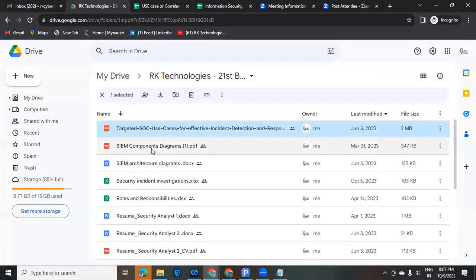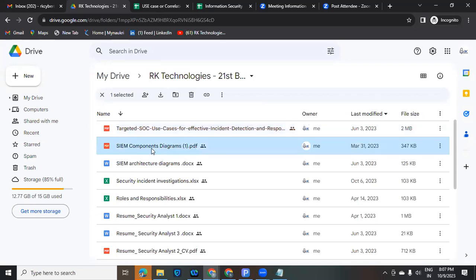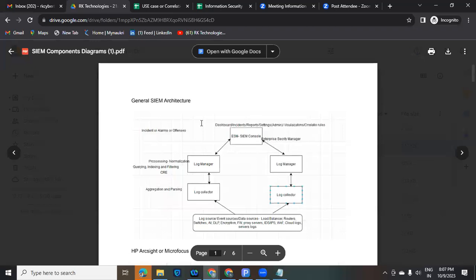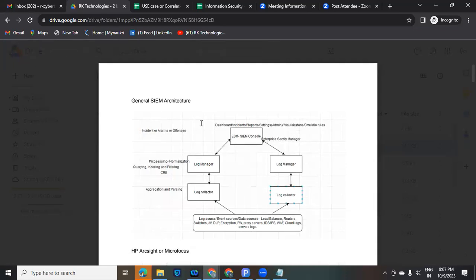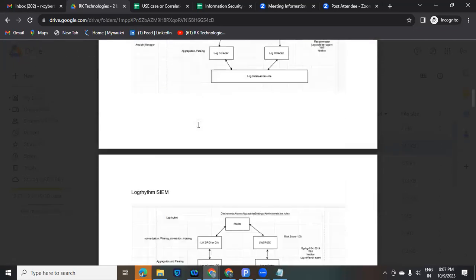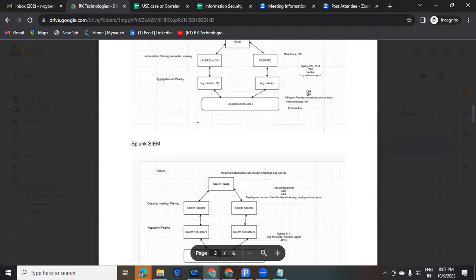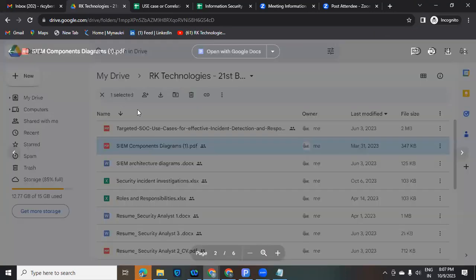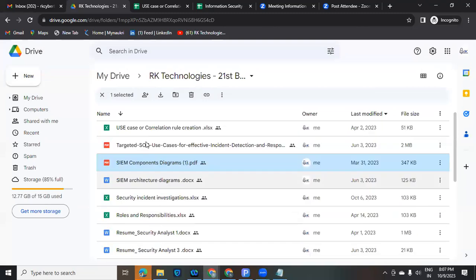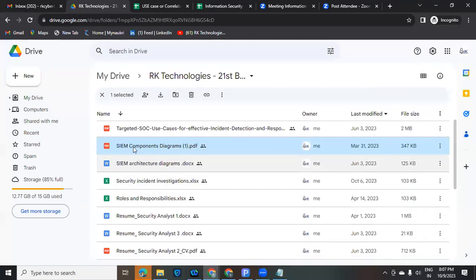The next one is SIEM component diagrams. We discussed these diagrams, starting with the generic architecture diagram and also IBM QRadar, Splunk, LogRhythm, Exabeam, then HP ArcSight or MicroFocus. All those diagrams I put into one respective document, so please go through that also. This is the PDF document and this is the Word document. Both are the same.